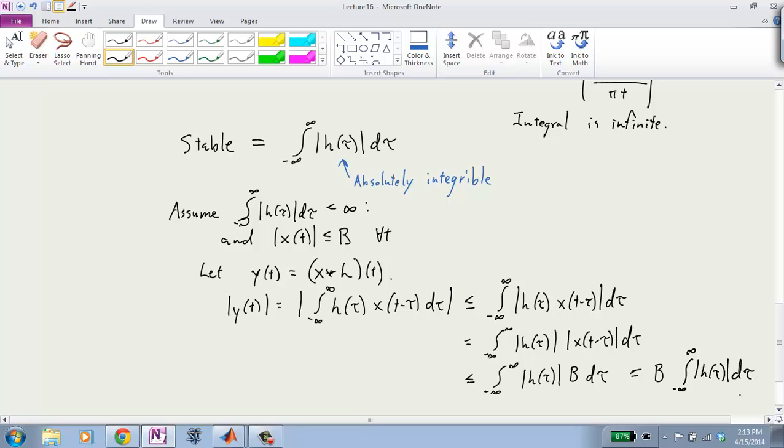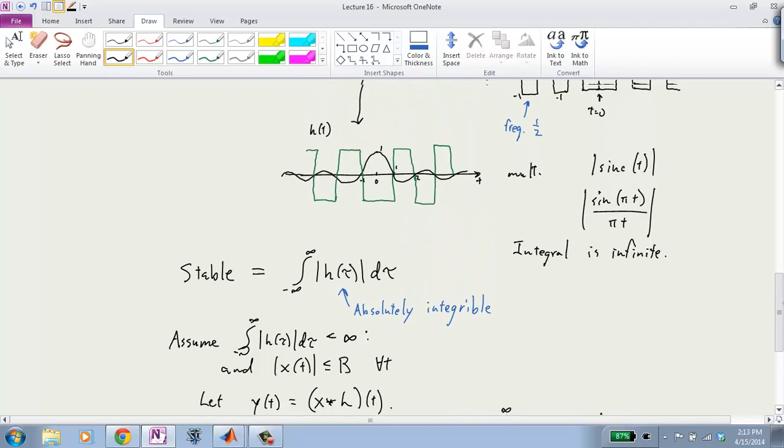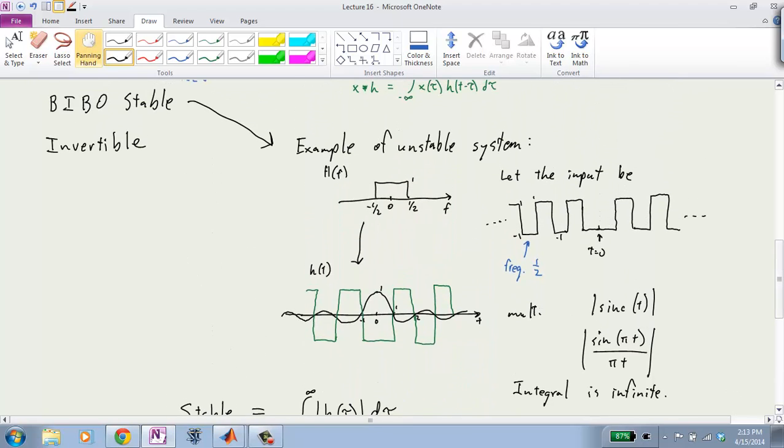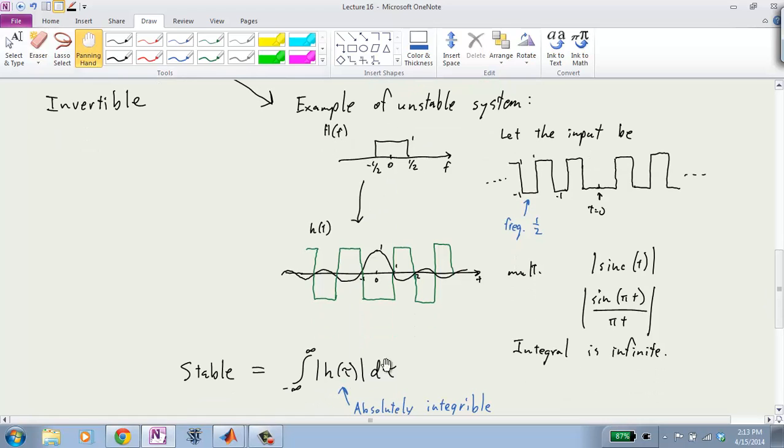Okay. Now, to prove that you need this in order to be stable, all you have to do is generalize my example here for the unstable system. Suppose that the absolute value is not absolutely integrable. Let me put in an input that is just the sign of h. By sign, I don't mean sinusoid. I mean it's a 1 if h is positive and a negative 1 if h is negative.